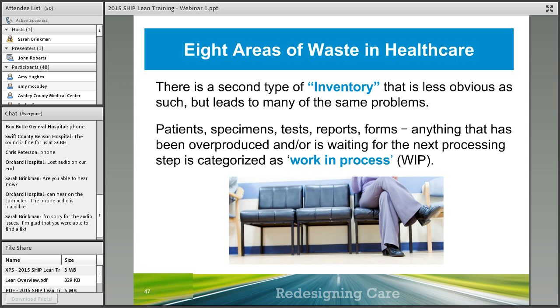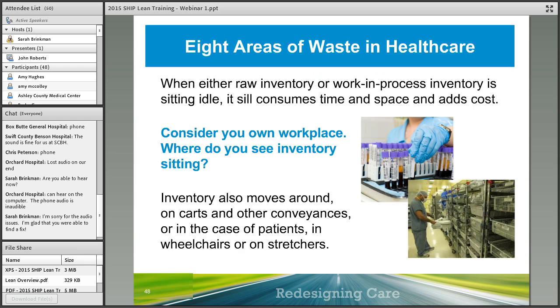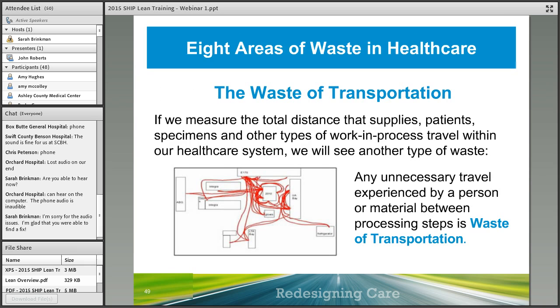A second type of inventory waste that's a little less obvious is what we call work in process. Anything that is being overproduced, that is causing waiting in the next steps in the process, is categorized as work in process. This can include patients or specimens, tests, reports, forms, anything that can be used in inventory during our work in process. And again, many times we overlook that.